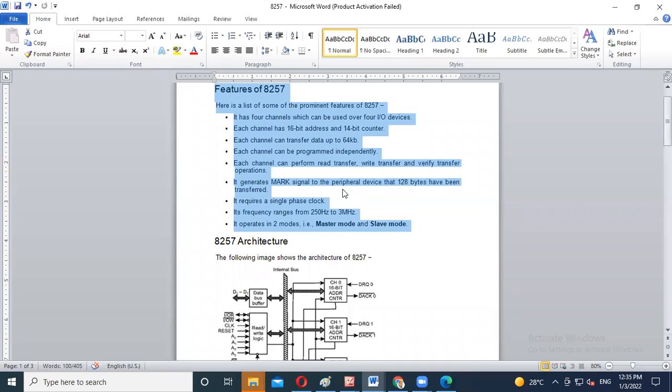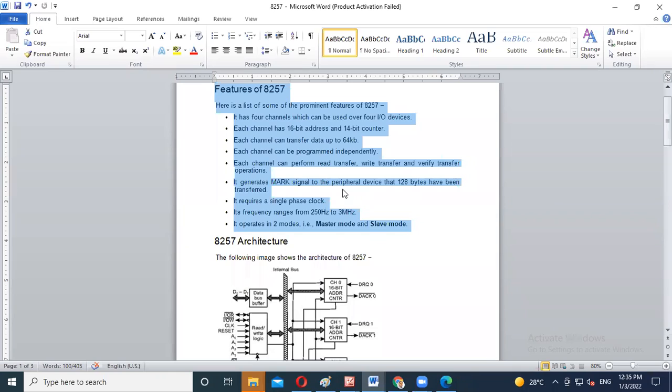So this 8257, we have to say DMA. DMA in the sense what? Direct memory access. 8085 is static, not dynamic. 8086 obeys the DMA, but not 100%. By using this 8259 and 8257, the 8086 becomes 100% DMA. Without these two, it obeys, but not 100%.